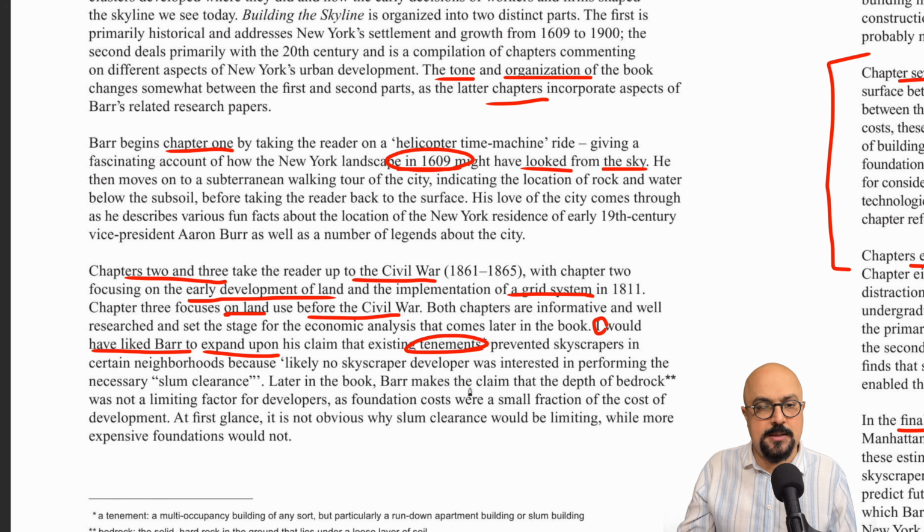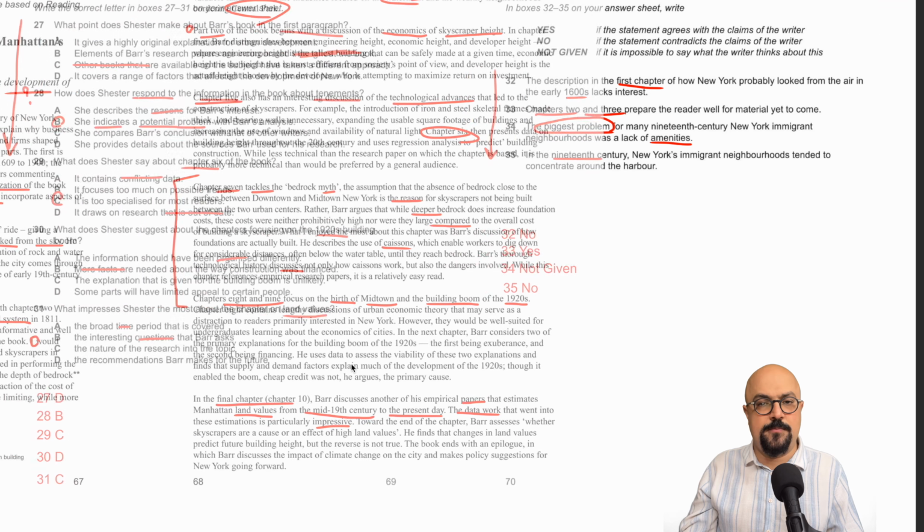She makes the claim. So I think the writer is not happy with his work. So this reviewer doesn't seem to be happy with his chapter and what Barr has done and his claims. All right, so we have all the answers.